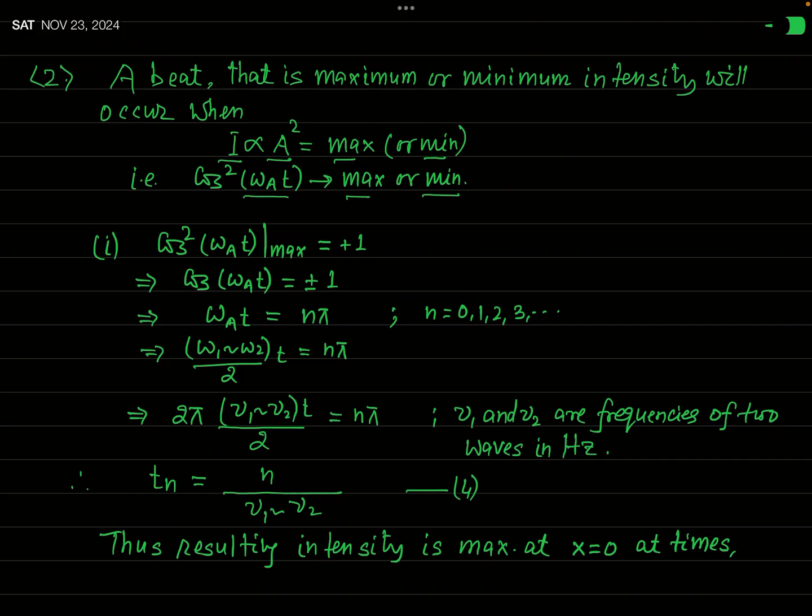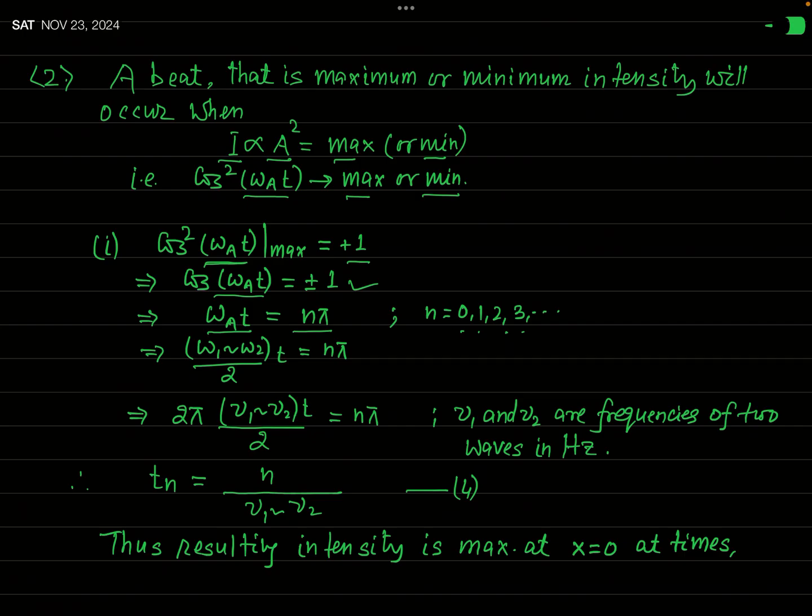So now let us discuss the maximum and minimum value of intensity separately. First of all, we are going to discuss when the maximum intensity will occur. And you know, for maximum intensity, this cos square omega A t must be maximum. And you know, the maximum value of cos square theta is what? That is plus 1. So for maximum intensity, this cos square omega A t must be equal to 1. And if cos square omega A t is 1, then cos omega A t will be plus or minus 1. And therefore, the general value of omega A into t will be equal to n pi, where n is 0, 1, 2, 3 and so on.